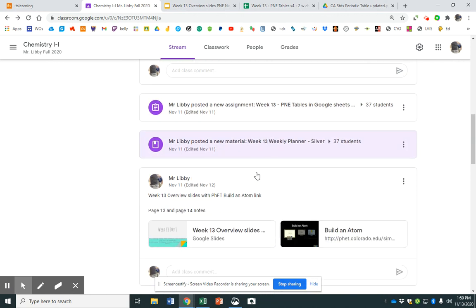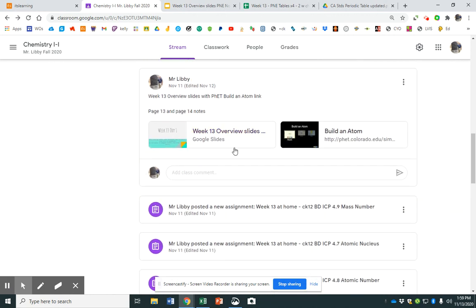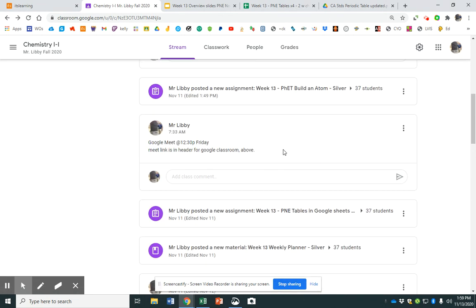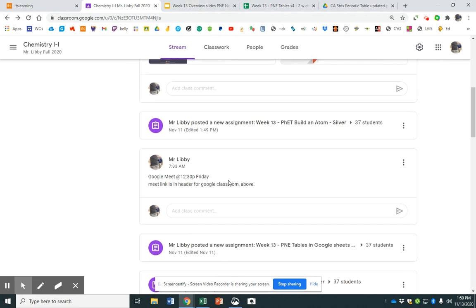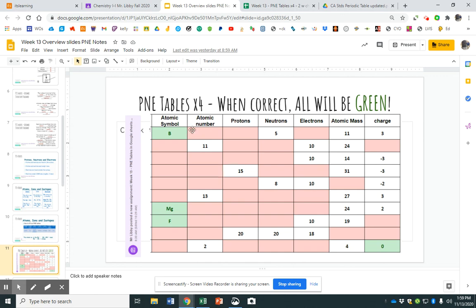I'm just going to go over these slides right here. It's the week 13 overview slides. So they've got page 13 and page 14 notes, and there's a PHET link there. I'll probably make another video to show you that, because I think I've only got 4 minutes. All right, so I'm going to go ahead and open those slides. Here they are.